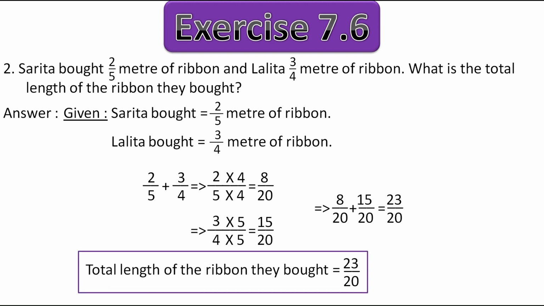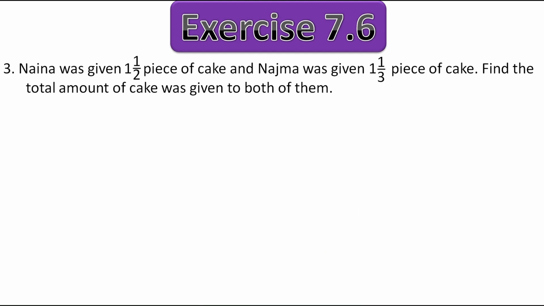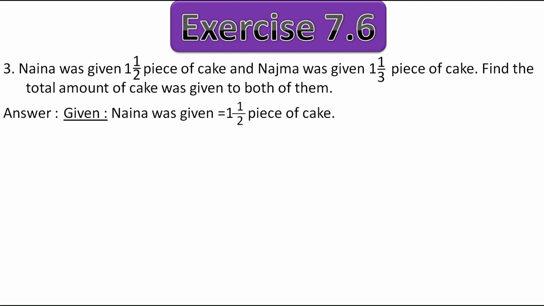Okay. Now let's move to the next question, that is third one. Naina was given 1 1/2 piece of cake and Najma was given 1 1/3 piece of cake. Find the total amount of cake was given to both of them. Same as previous question. Just we have to convert this mixed fraction into improper fraction. Okay. So first we will write given. Naina was given 1 1/2 piece of cake and Najma was given 1 1/3 piece of cake. So first we will convert them.